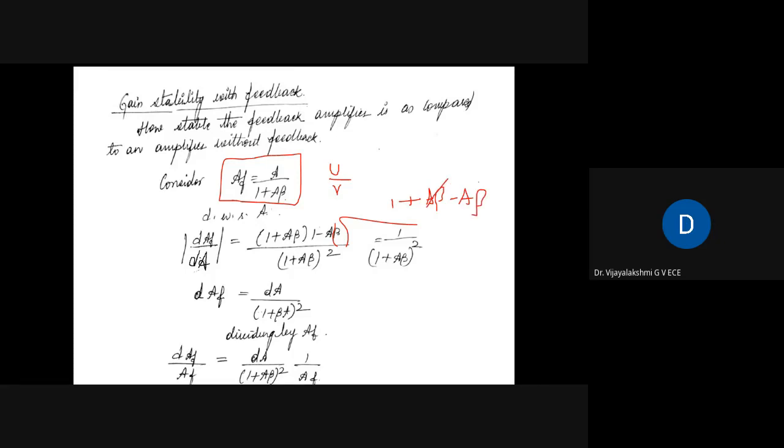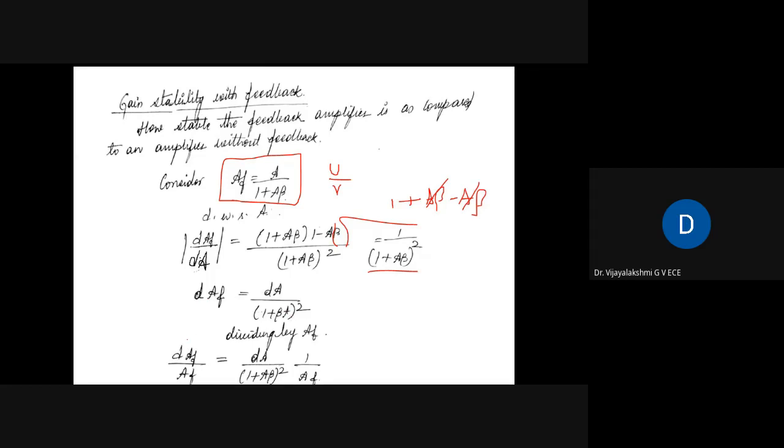So A beta will get cancelled. So I have only 1. So 1 divided by (1 plus A beta) the whole square. Okay. So I have d by dA of AF is equal to 1 by (1 plus A beta) the whole square. Now what I do is I take this dA to the right hand side. So when I take dA to the right hand side, I get dAF is equal to dA by (1 plus A beta) the whole square.